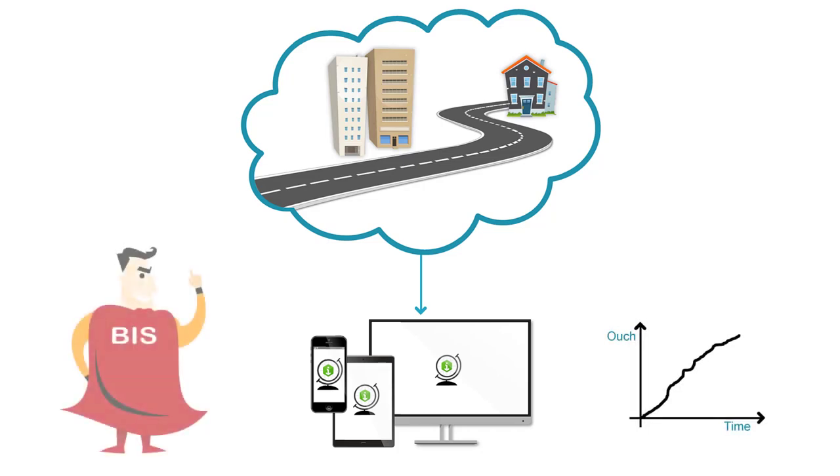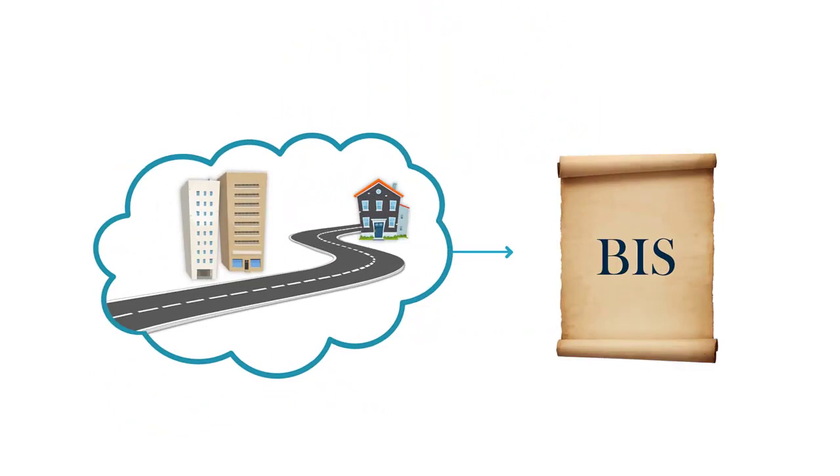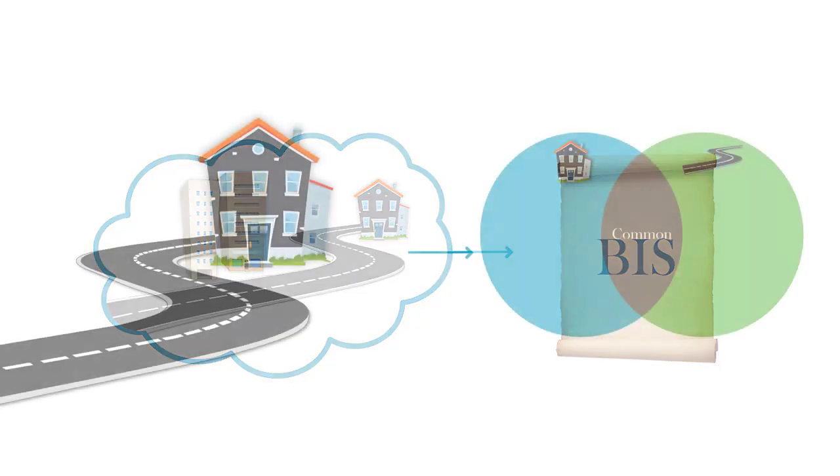Lucky for us, BIS comes in to save the day. BIS stands for Base Infrastructure Schemas. What it does is it defines a set of base classes that capture the core commonality behind all these different data sources, the house, the building, and the road, and also defines specialized classes to capture data that pertains to a specific data source, such as the smart devices in our house. I'll give an example of both.